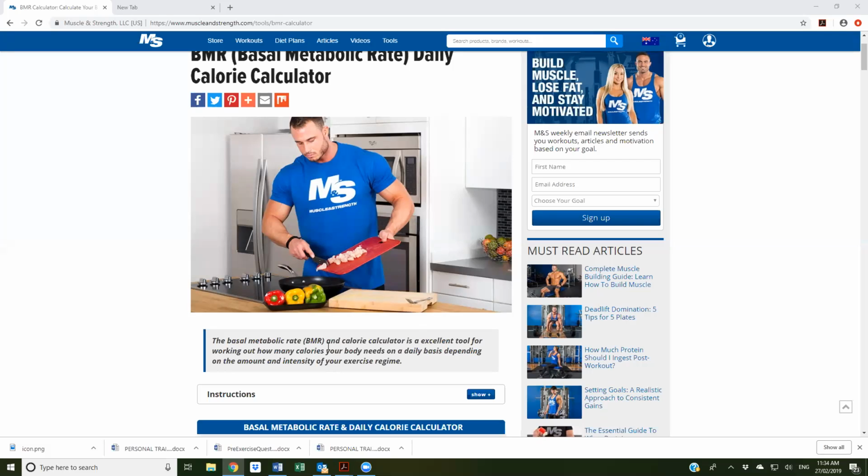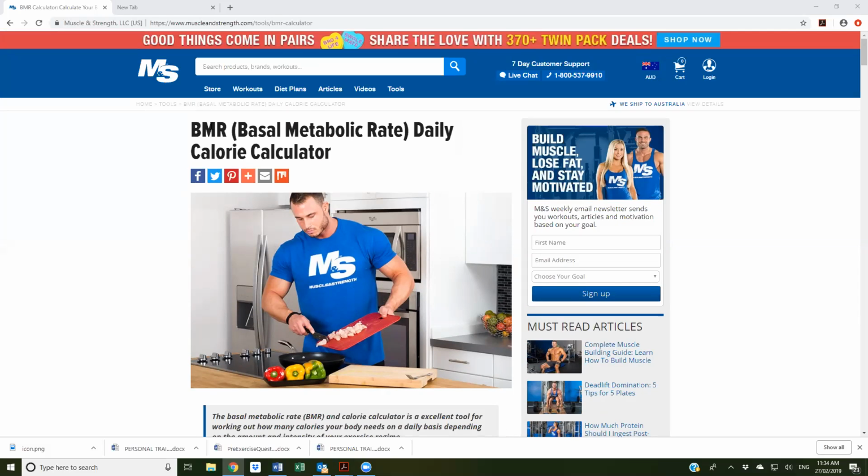So the first thing that we need to do is work out our BMR, our basal metabolic rate. Today I'm going to use this calculator up here. You can copy the same one. Otherwise, there are so many of them on Google, you can find one that suits pretty easily.